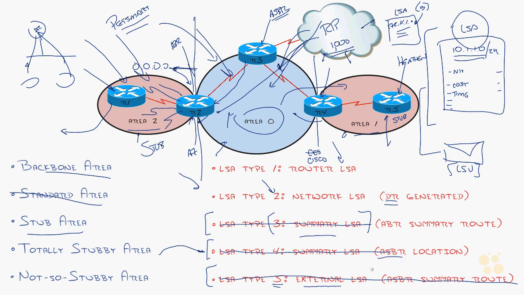But Type 4 LSA is an ASBR location. This guy sends a special message saying, hey, everybody, here I am. Right? Here's the cost to reach me. So both of those are going to be cut off.